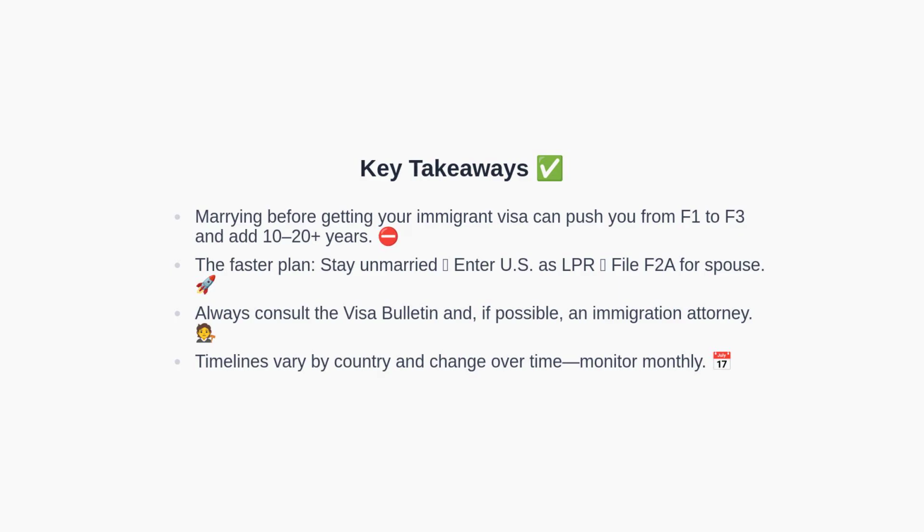To summarize the essentials, marrying before receiving your immigrant visa can shift you from F1 to F3, adding a decade or more to your wait. The faster plan generally is to remain unmarried, enter the United States as an LPR, and then file F2A for your spouse. Always consult the Visa Bulletin and consider professional legal advice. Timelines vary by country and can change, so monitor them monthly.